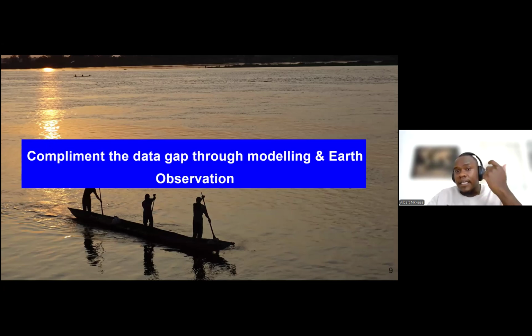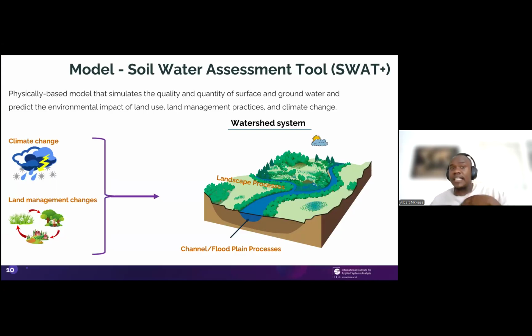Starting with modeling, personally, I work a lot with the Soil and Water Assessment Tool. This is a process-based, physically based model that simulates both the quality and quantity of surface water and groundwater, and can be used to predict the environmental impact of land use, land management practices, as well as climate change. It has mostly been applied at a catchment scale, but what we did here is upscale it from a catchment scale to a continental scale of Africa, and later, as I will show you, to a global scale.